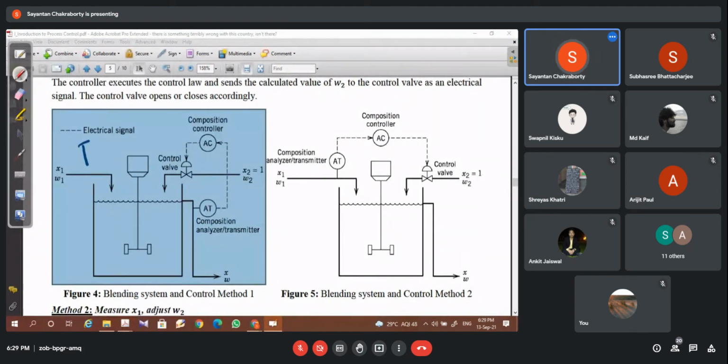This will be termed as feedback control, right?